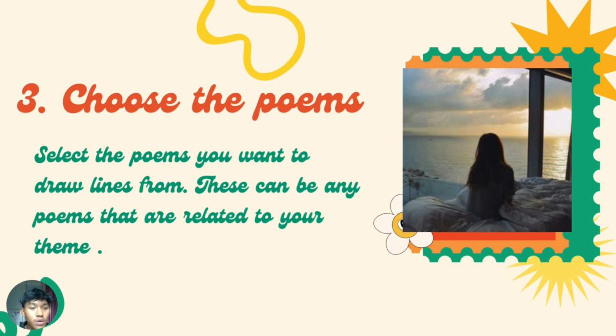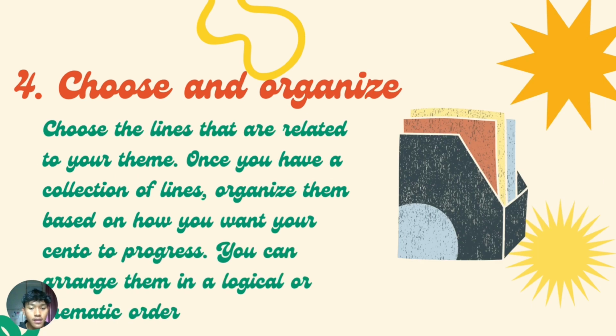Select the poems you want to draw lines from. These lines can be from any poems that are related to your theme. And as for me, the theme is love, so I need to find the poems that are related to love. And the last step is to choose and organize the lines. Choose the lines that are related to your theme. Once you have a collection of lines, organize them based on how you want your cento to progress. You can arrange them in a logical or thematic order.